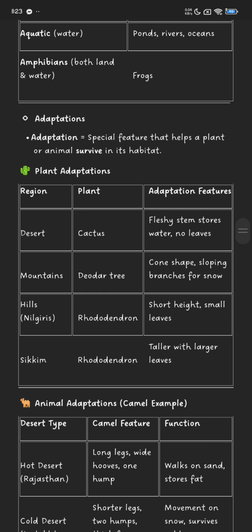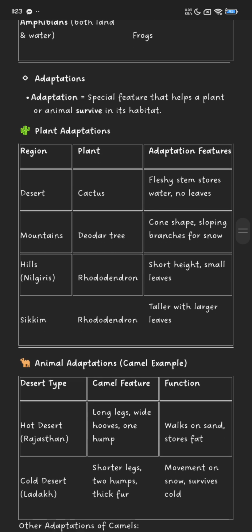Adaptations. Adaptation means a special feature that helps a plant or animal survive in its habitat. Plant adaptations. Desert: cactus, fleshy stem stores water, no leaves. Mountains: the deodar tree, cone shape, sloping branches for snow. Hills: Nilgiris, rhododendron, short height, small leaves. Sikkim, rhododendron, taller with larger leaves.